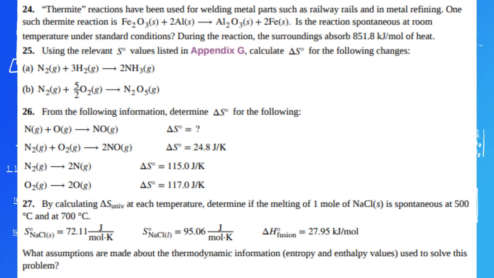27. By calculating delta S universe at each temperature, determine if the melting point of 1 mole of solid sodium chloride is spontaneous at 500 degrees Celsius and 700 degrees Celsius. So we've got 72.11 joules per mole Kelvin, 95.06 joules per mole Kelvin, and the heat of fusion is 27.95 kilojoules per mole.